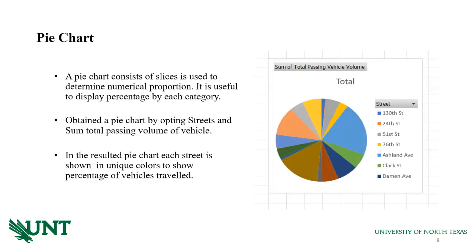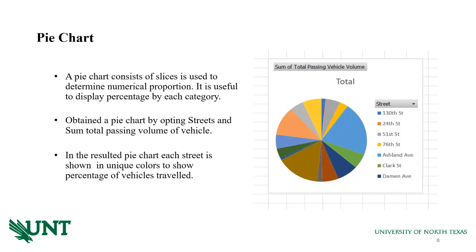Data analysis of pie chart. A pie chart consists of slices used to determine numerical proportion, which is useful to display the percentage of each category. I obtained a pie chart by choosing streets and sum of total passing volumes of vehicles as my data set in the column.